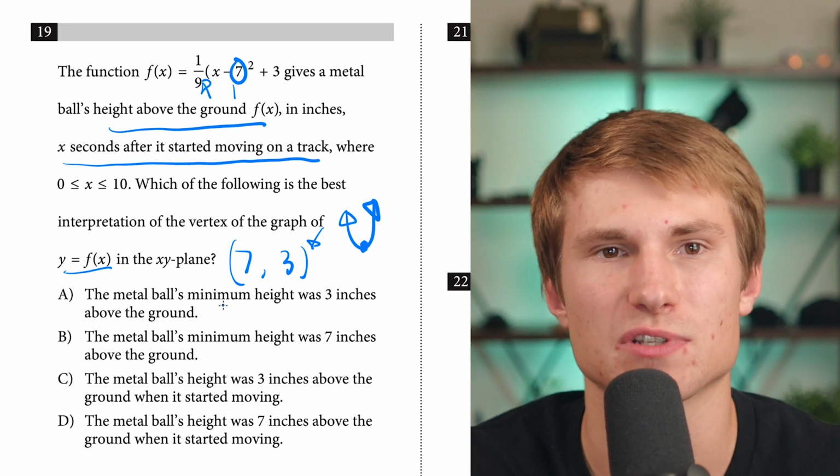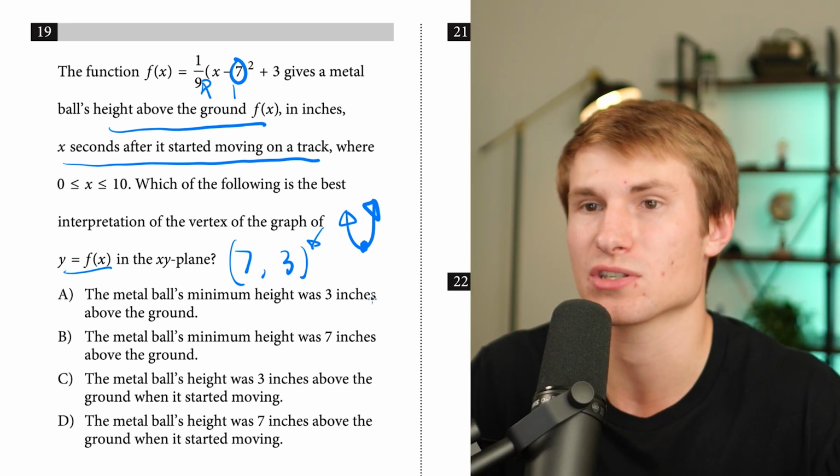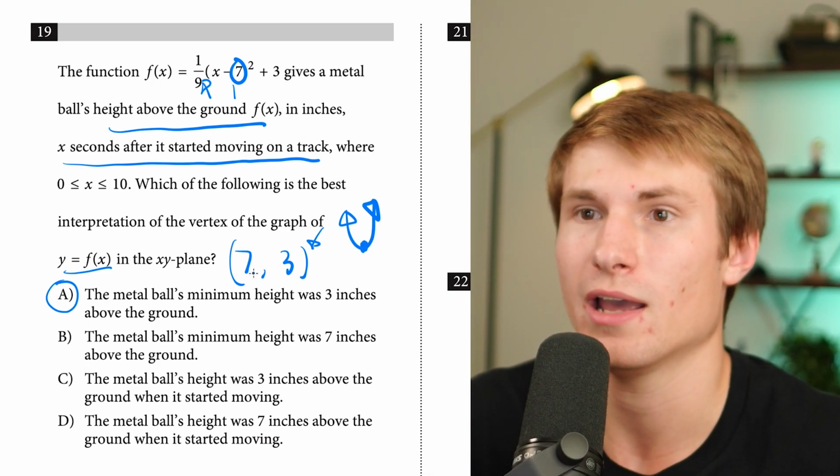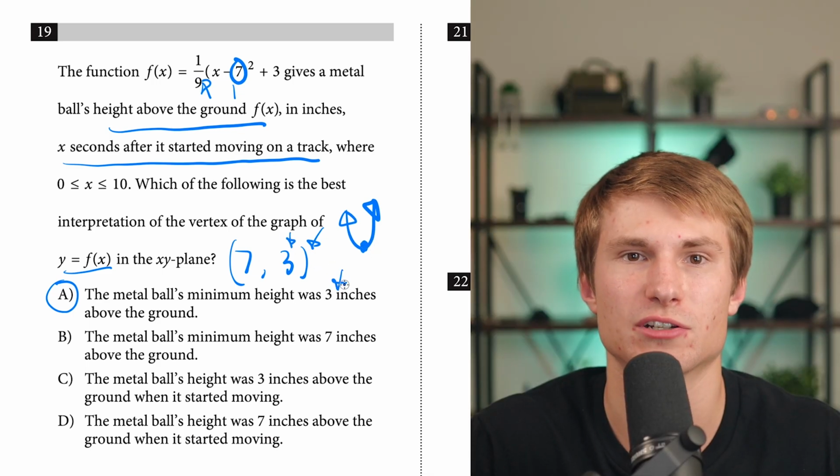So if we look at our answer choices, we have option A. The metal ball's minimum height was 3 inches above the ground. We know that'll be the correct answer because we ultimately have that minimum height at 7, 3, with 3 being the number of inches it is above the ground.